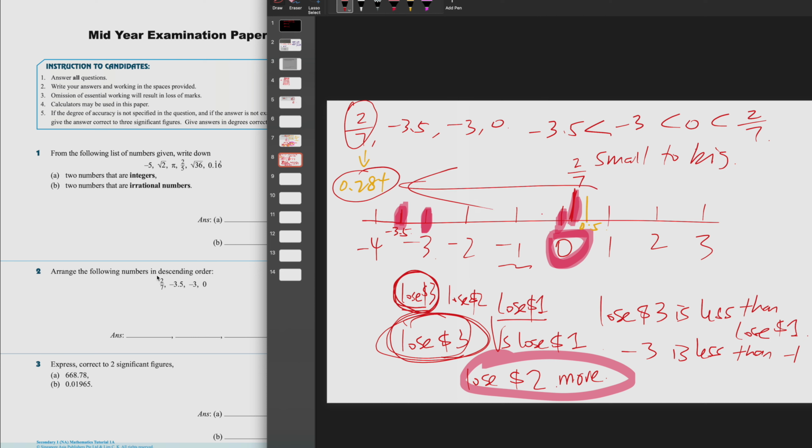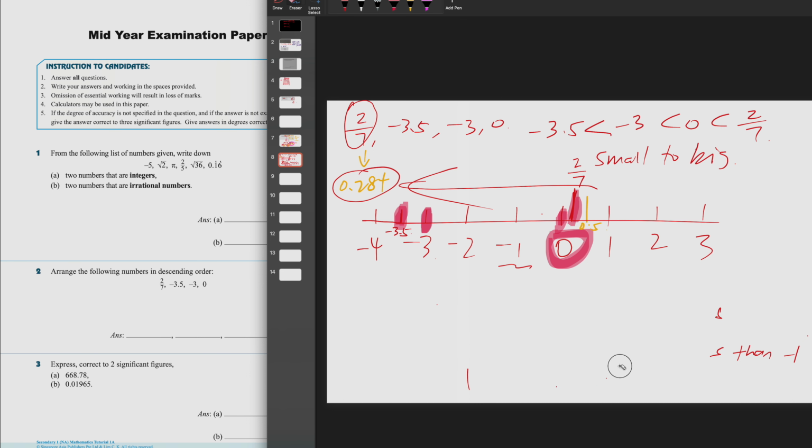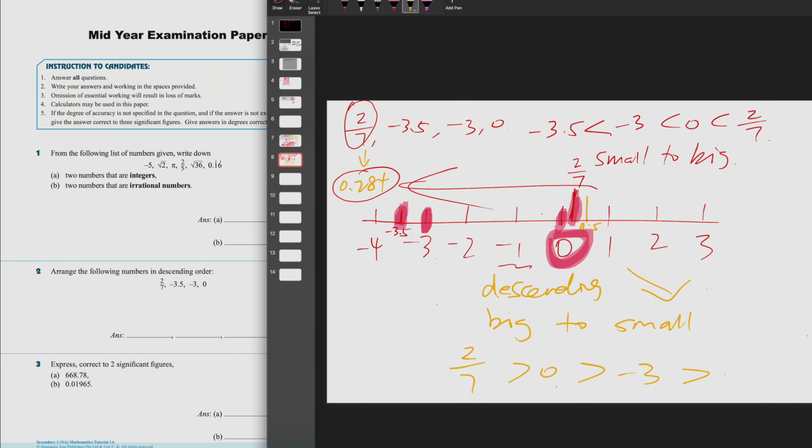Over here they say descending order. Yes, so they want descending order. You know what's the meaning of descending order? Descending order means going down. Descending means go down. Go down means big to small. So the right answer should be 2/7 first, then 0, then -3, then -3.5. Clear? So you make use of the number line.